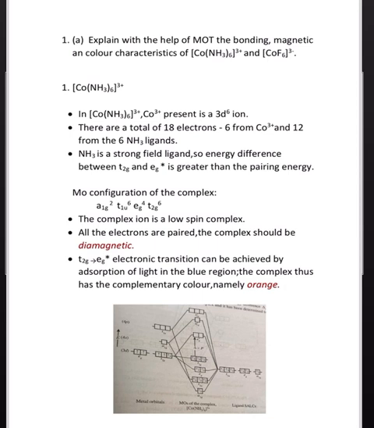Molecular orbital configuration of the complex: a1g2 t1u6 eg4 t2g6. The complex ion is a low spin complex. All the electrons are paired. The complex should be diamagnetic. The t2g to eg* electronic transition can be achieved by absorption of light in the blue region. The complex thus has the complementary color, namely orange.